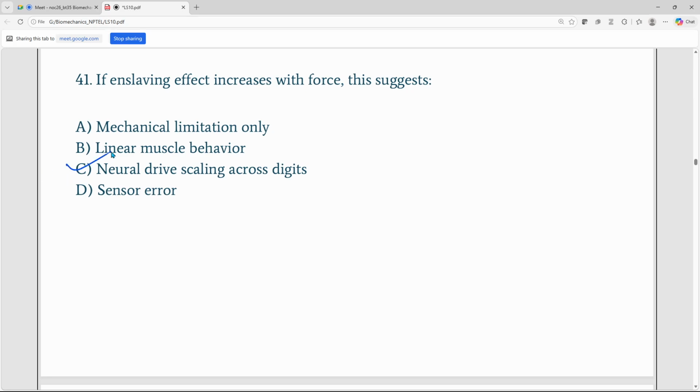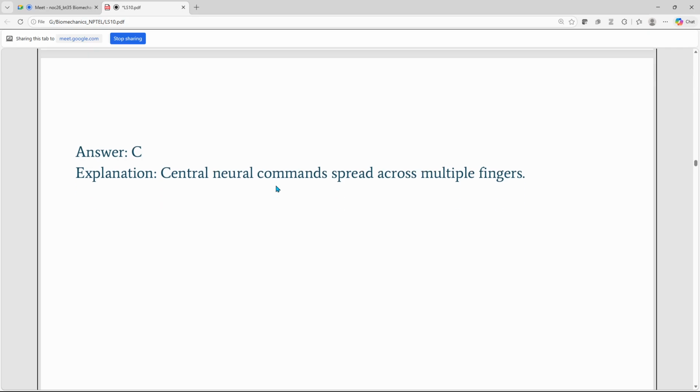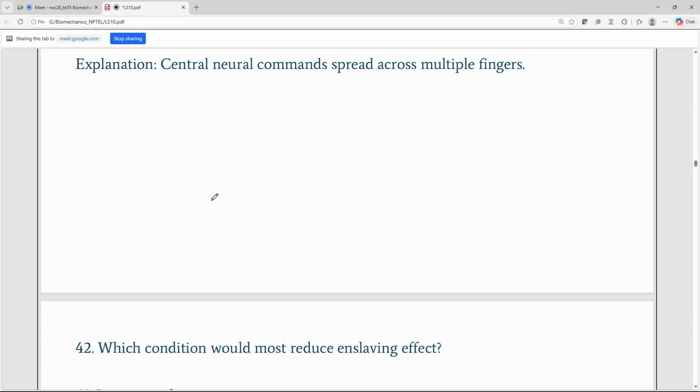Answer is option C, that is neural drive scaling across the digits. Because the central nervous commands spread across the multiple fingers. That is neural drive scaling across the fingers or digits.